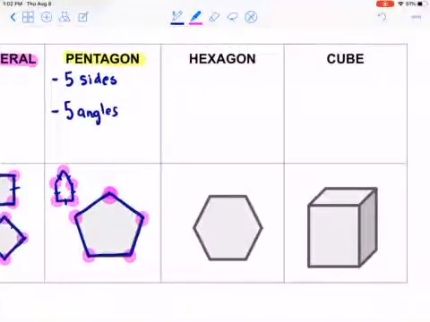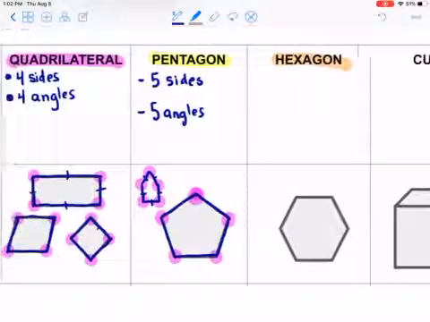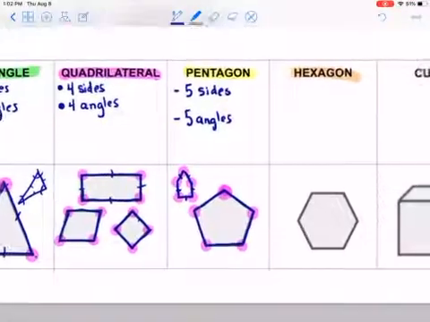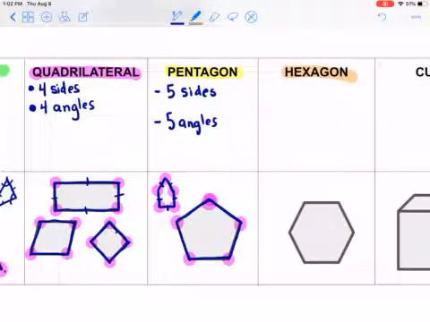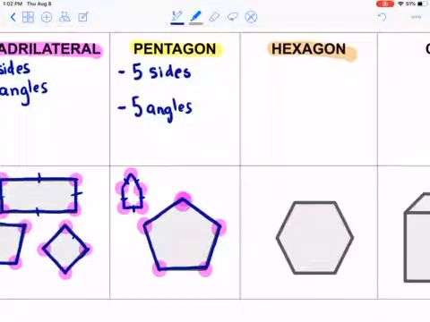Let's look at a hexagon. Hexagon. So notice all these shapes are flat. The triangle, quadrilateral, pentagon, and hexagon are flat on the paper, and that'll be important when we look at our object after the hexagon. So let's look at hexagon. Let's see how many sides it has. 1, 2, 3, 4, 5, 6.